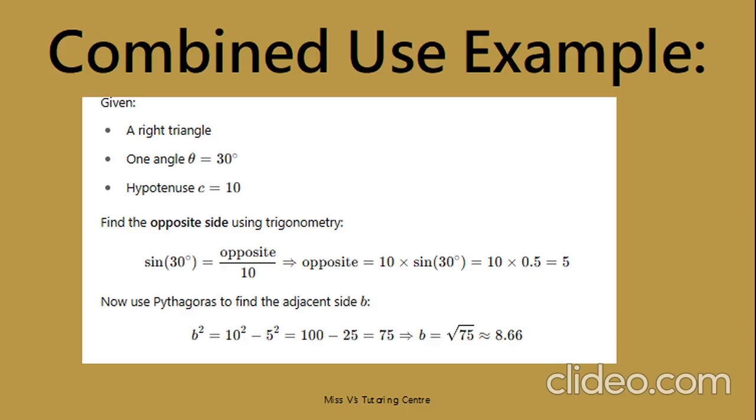Now we use the Pythagorean theorem to find the adjacent side, which is b. So b squared is equal to 10 squared minus 5 squared. And when you get that, you find 100, because 10 squared is equal to 100, minus 5 squared, which is 25, which is equal to 75. That means b is the square root of 75. And when we find the square root of 75, it is not an equal to, it's an approximate value of 8,66.